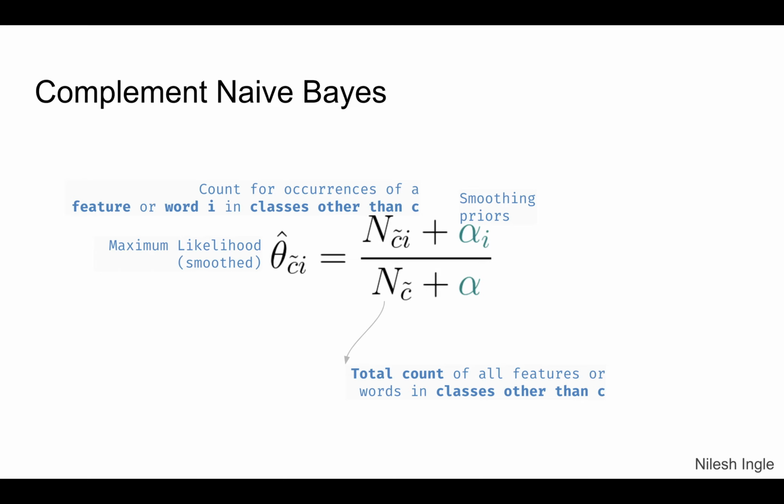Next, complement naive Bayes is similar to multinomial naive Bayes, except that instead of looking for occurrences in the class that we looked at, we are looking at the occurrences in the other classes. So in this formula we have the count of occurrences for a feature or word in classes other than C, and below we have the total counts of all the features or words in classes other than C. So we leave the class in which we are, and when we look at the numbers in other classes, it still has the smoothing priors, the same as before.